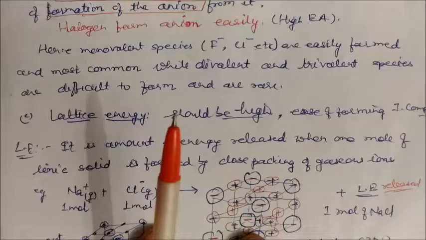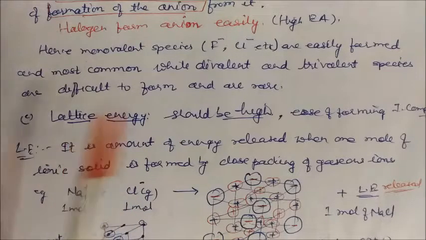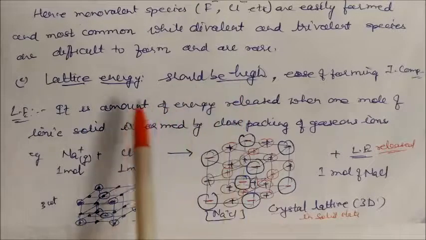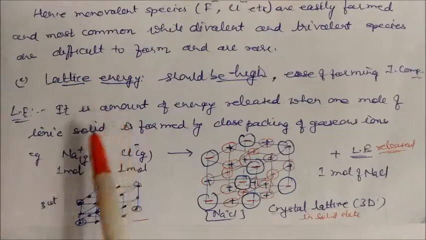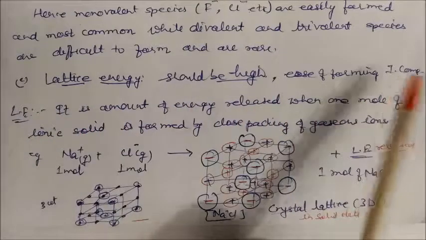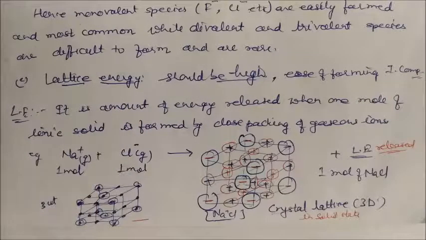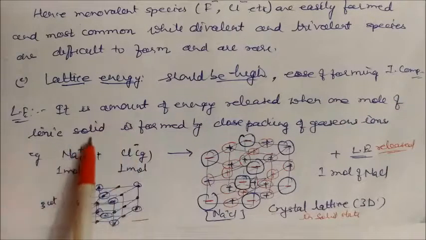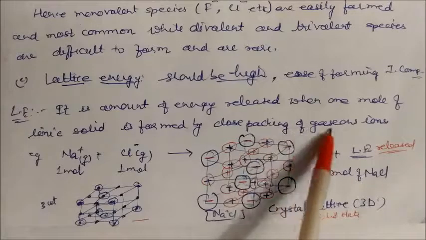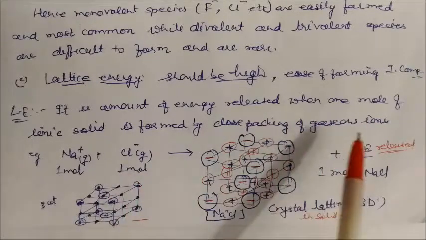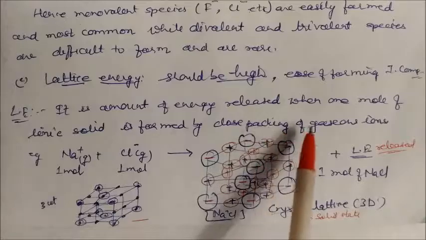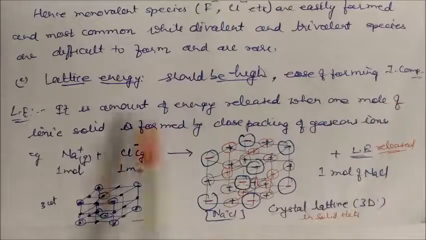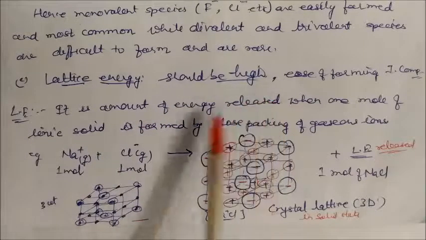Next, in terms of energy, is the lattice energy. An ionic compound must have a high lattice energy. If the lattice energy is high, it will easily form the ionic compound. What is lattice energy? It is the amount of energy released when 1 mole of ionic solid is formed by close packing of gaseous ions. The gaseous ions close pack, and whatever amount of energy is released on packing into 1 mole of ionic solid is called the lattice energy.